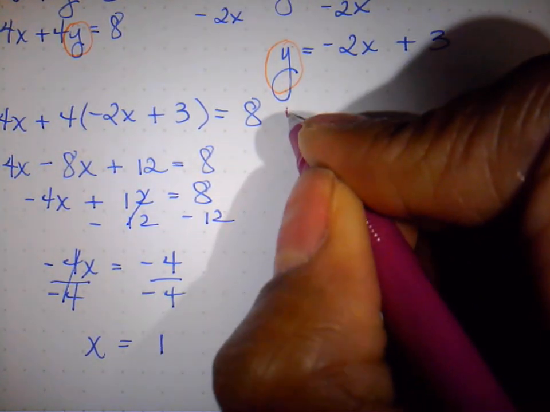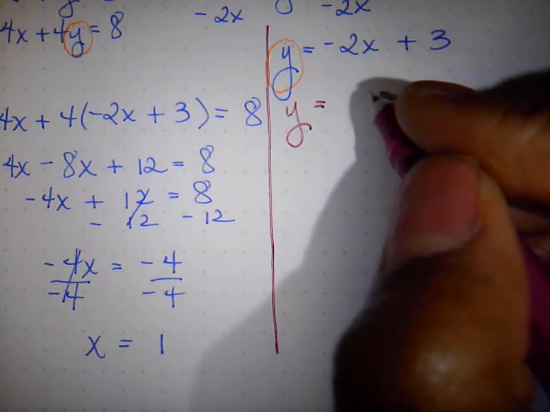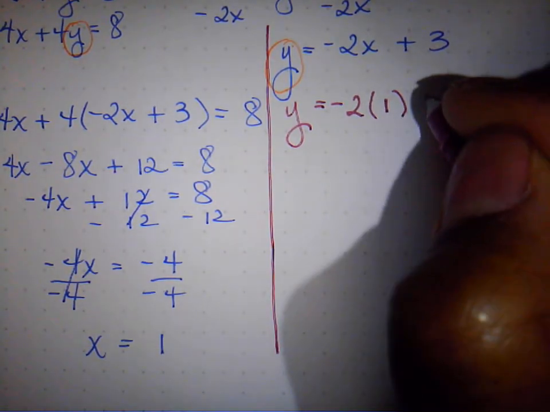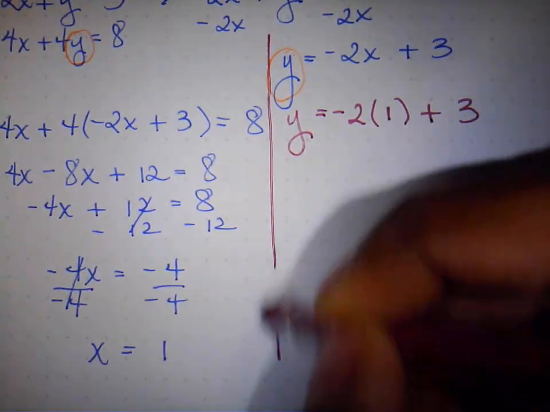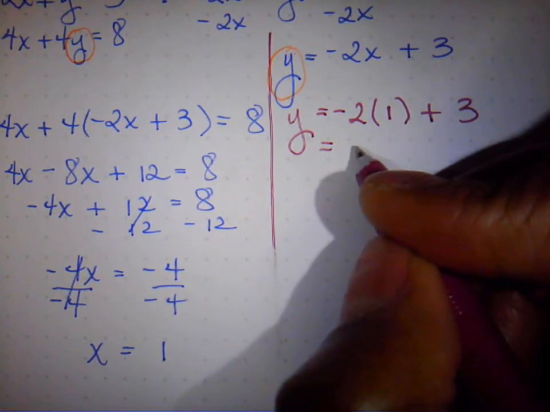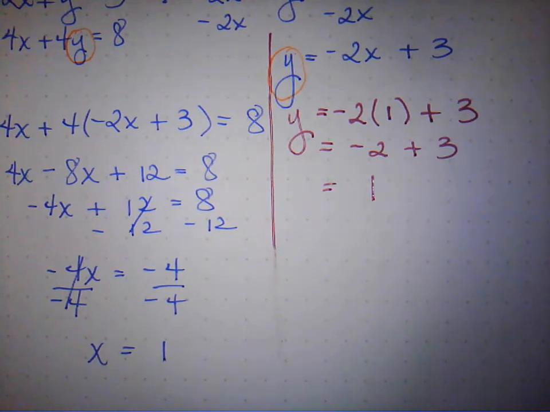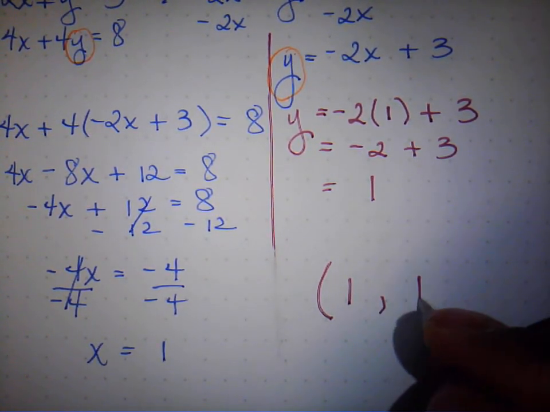And I'm going to have that y is now equal to, let me draw a line. Y is equal to negative 2 times 1 plus 3. All right? Okay, so y is equal to negative 2 plus 3. Y is equal to 1. So my final answer, young people, is going to be 1 comma 1.